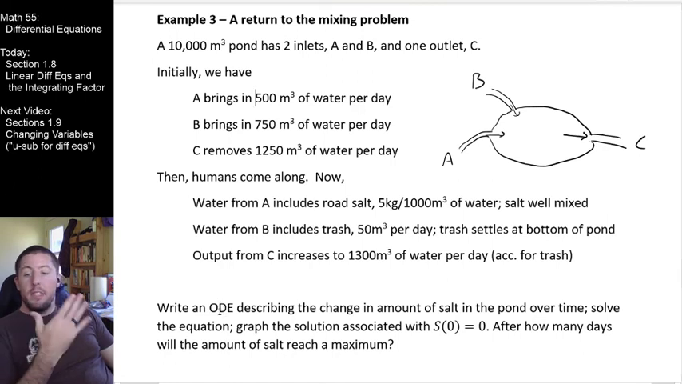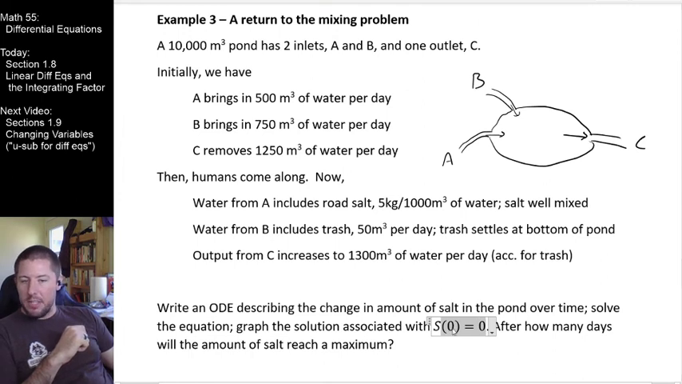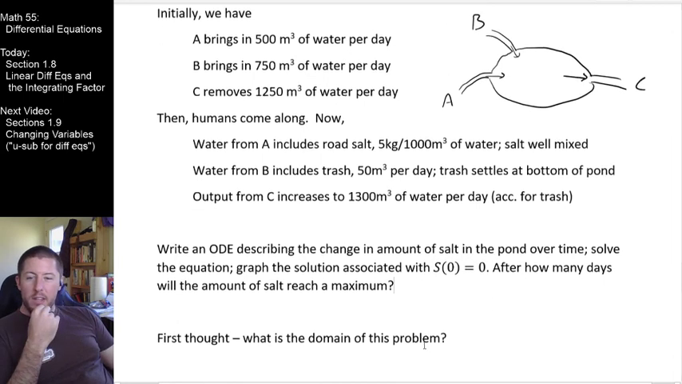So here's what we want to do, our steps. First, even just building the ordinary differential equation here is tough. Let's build the differential equation that describes the change in amount of salt in the pond over time. Let's solve the equation if we can. Let's graph the solution that's associated with there being initially no salt. At time 0, there's 0 kilograms of salt. And my extra question here is going to be this. Notice something weird that's going to happen here.